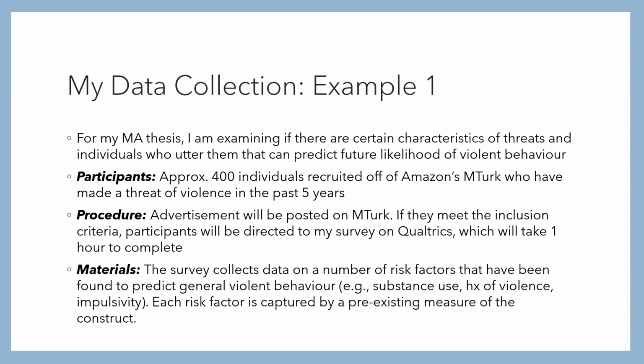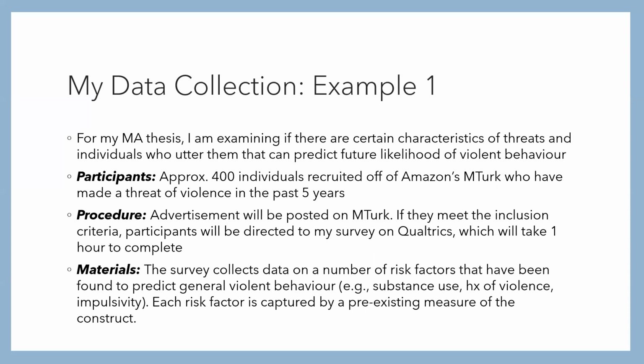My materials are a little convoluted. Basically, I want to ask them about as many areas of their life as possible that could predict future violent behavior. So I completed a comprehensive literature review to figure out as many risk factors as possible that previous literature has shown are associated with future violent offending more generally. So when I say violent offending generally, I mean not just violence following a threat, but all instances of physical violence.